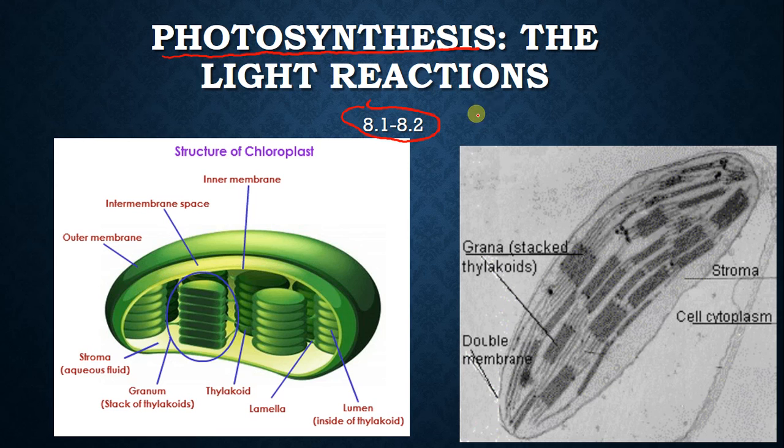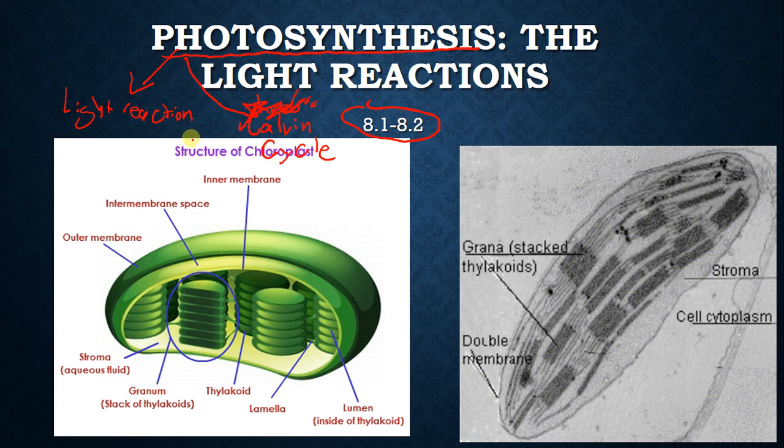So we can break photosynthesis up into two parts, like we did cellular respiration. In cellular respiration, we had glycolysis, the Krebs cycle, and the electron transport chain. Photosynthesis will break up into the light reactions, the ones that require light, and the Calvin cycle. So, light reactions, Calvin cycle. The Calvin cycle is kind of like the opposite of the Krebs cycle, building glucose from smaller organic molecules.